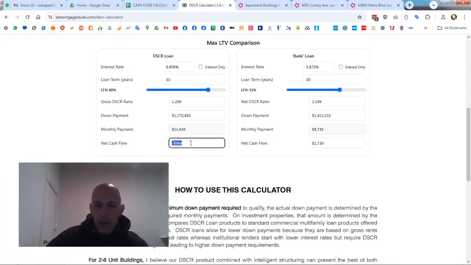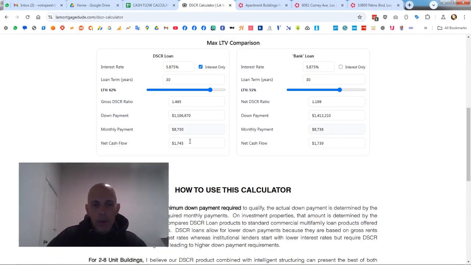So let's say I want 1739, right? Which is the same as the net cash flow here. I can actually go interest only and now I'm putting in about $40,000 less. But I can also buy down that interest rate to the same 5.875, and now 746. So now I only have to put in $1.1 million versus $1.4 million.